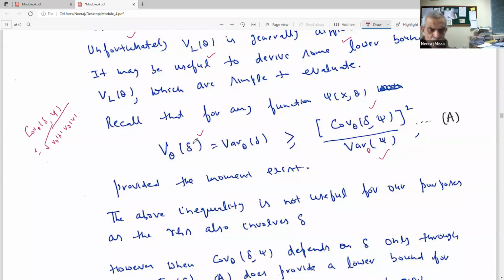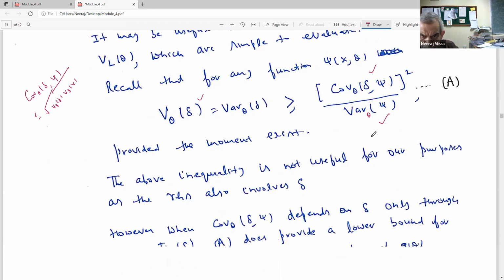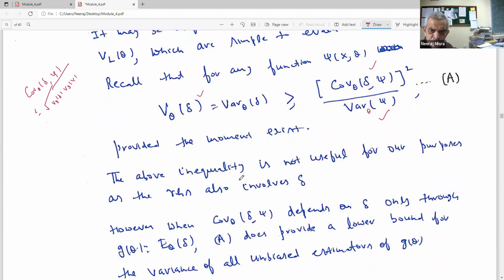This gives an inequality, but this inequality is not going to be useful for me. Why? Because I want a bound on variance of delta which is independent of delta. But here the right-hand side itself depends on delta. I would like to have an inequality which gives me the variance of delta for any delta, so this quantity would change with delta. So I should get an inequality whose right-hand side is independent of delta, so that I can say that the variance of any delta would be greater than or equal to this quantity, which does not depend on delta. So the above inequality is not useful for our purposes, as the right-hand side also involves delta.